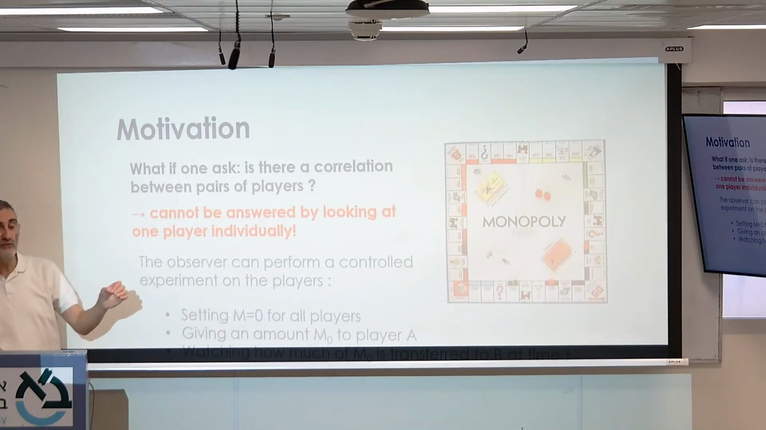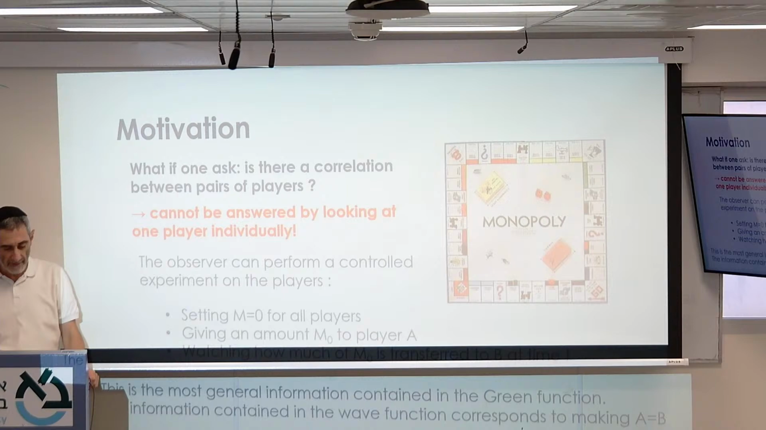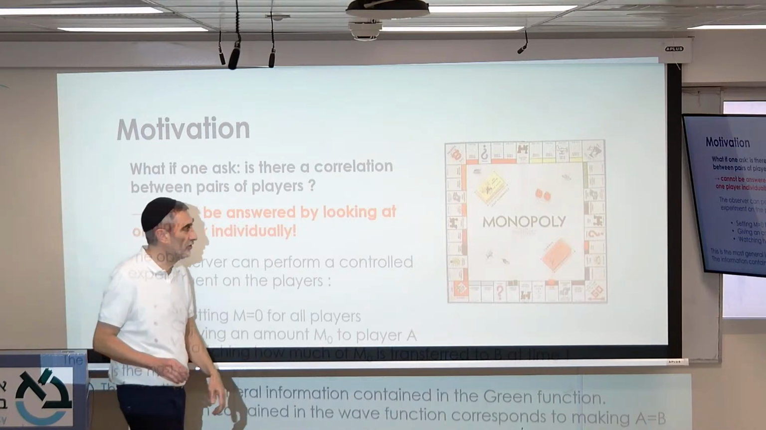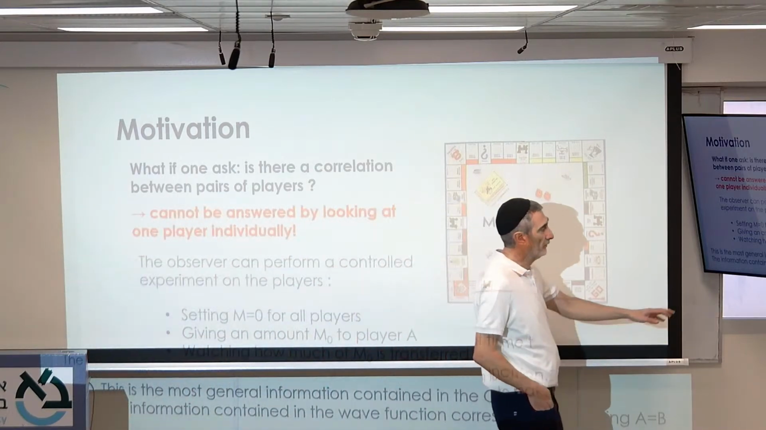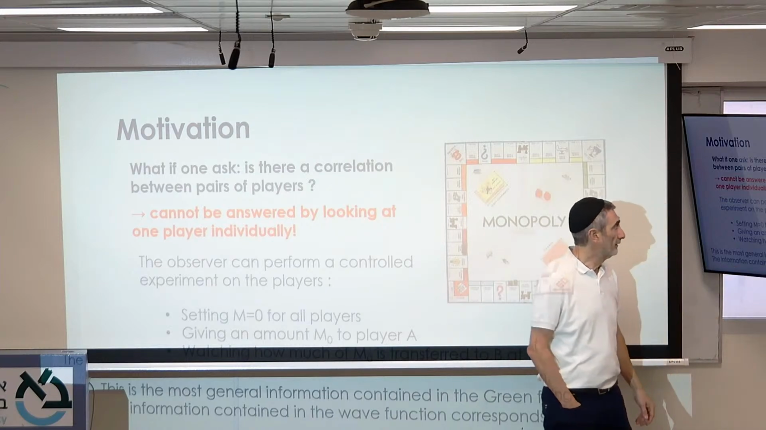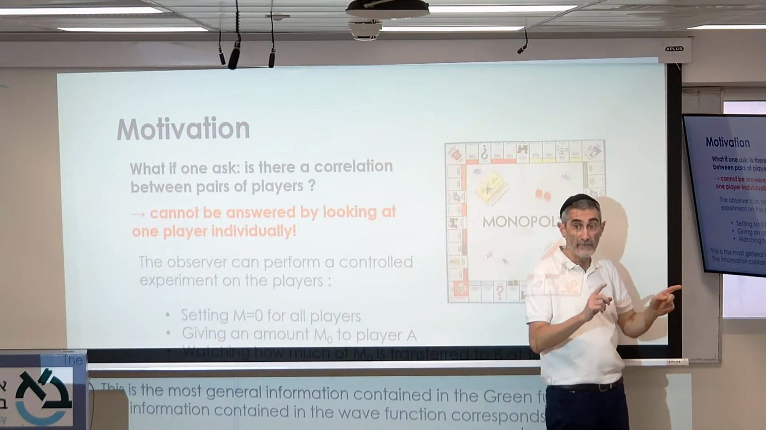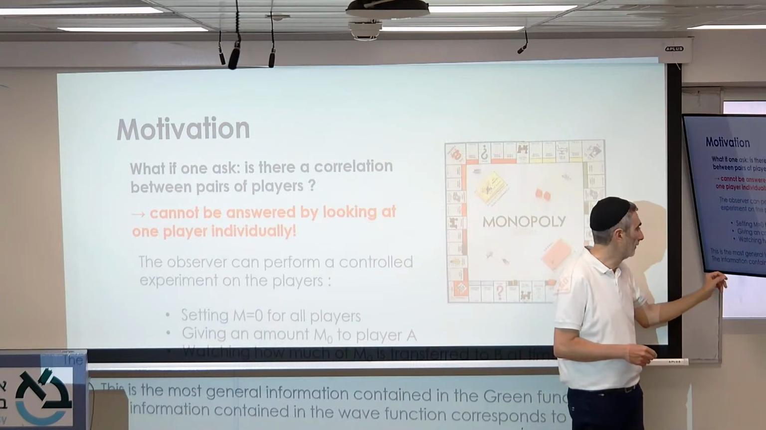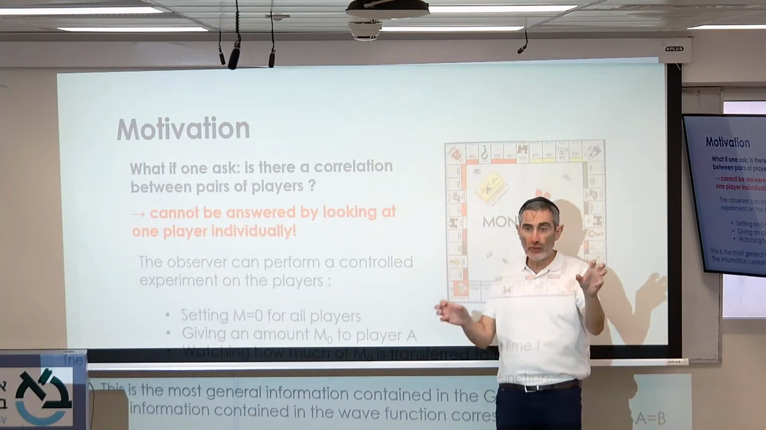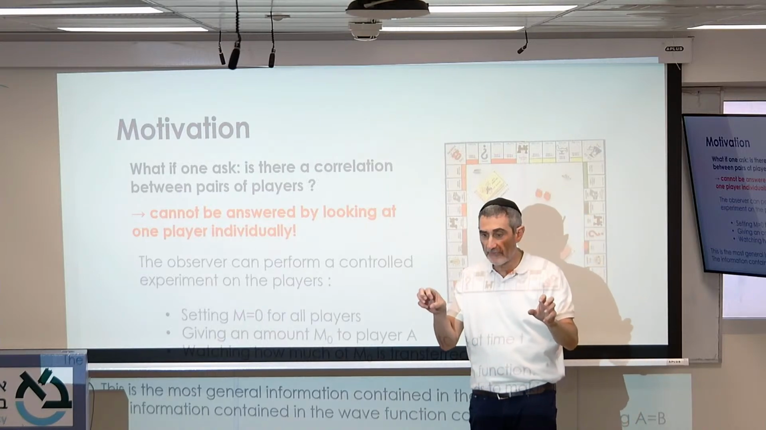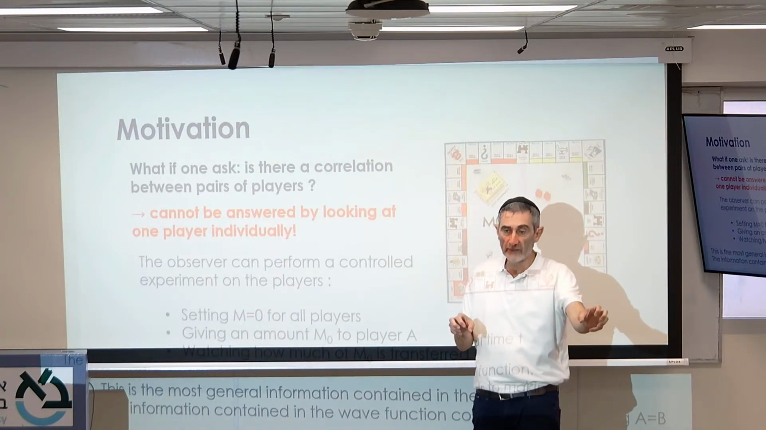You put a source. You start from 0 and you put a source on one specific position, one specific player, and you see how this spreads around to the next players. So this is the most general information contained in the Green function, which tells you how players are correlated by pairs. The Green function is about communicating between them. It's the correlation: if I do something here, what is the consequence on the other one there?